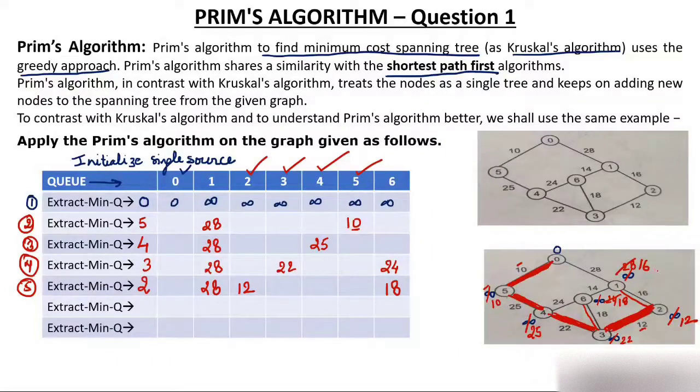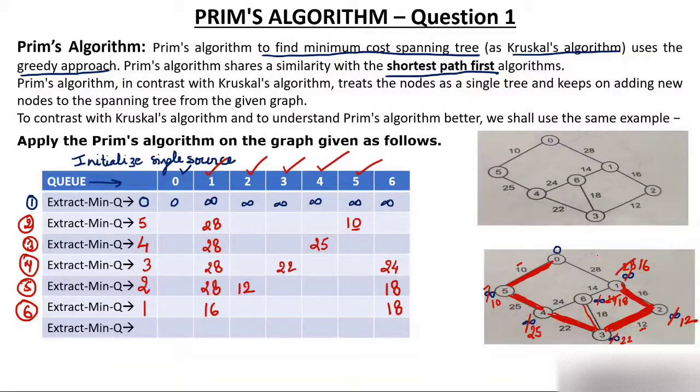Okay, so after extraction of 2, what changes take place? This 1 has become 16 and this 6 is 18. Now extract minimum. Which is minimum? 16. The weight, which node is 16? 1. So I've extracted 1. This is the sixth step of extraction. I've extracted node 1. So I'll mark a tick on 1. Now see, is there any double line? Yes, there is a double line. So I will make a double line here over here.